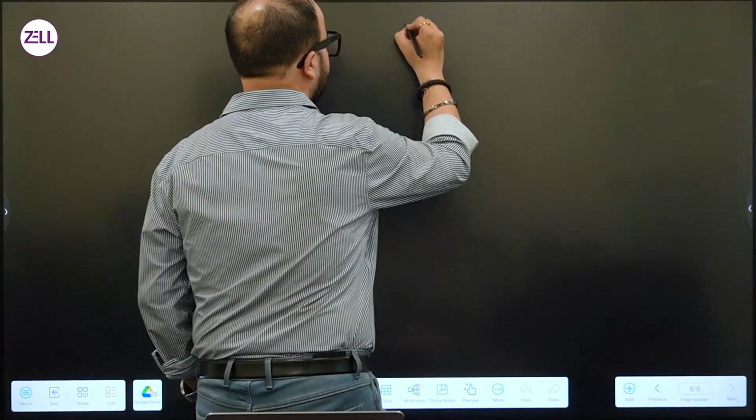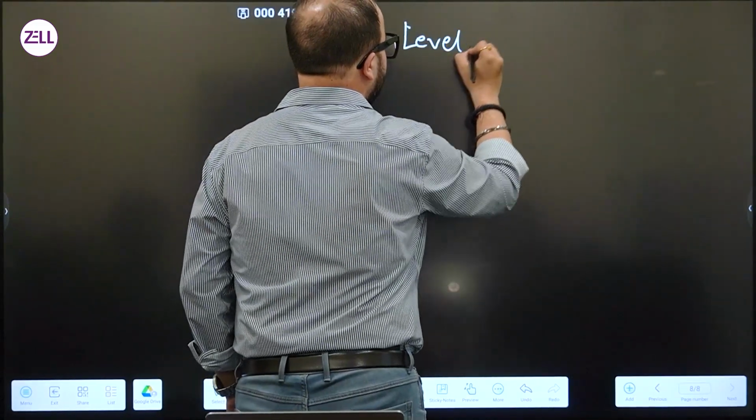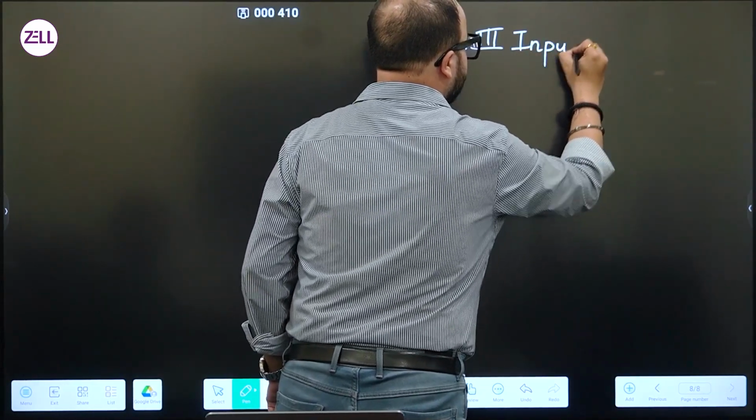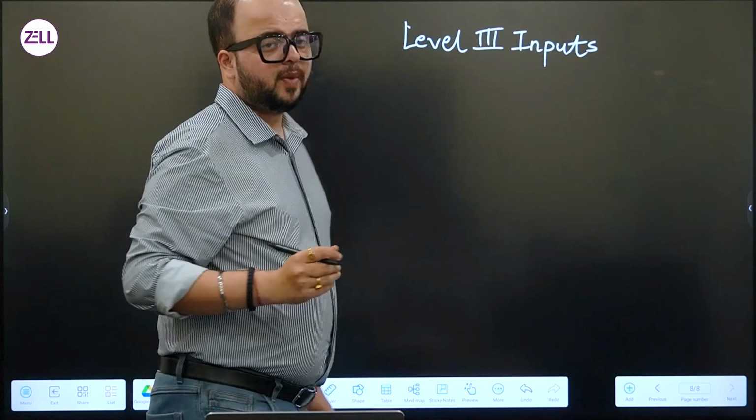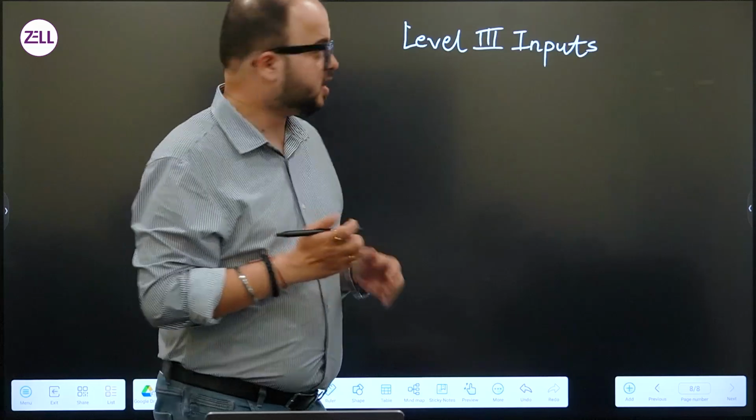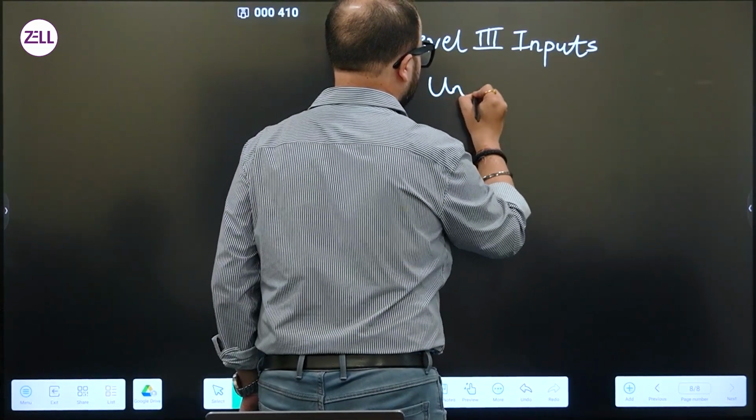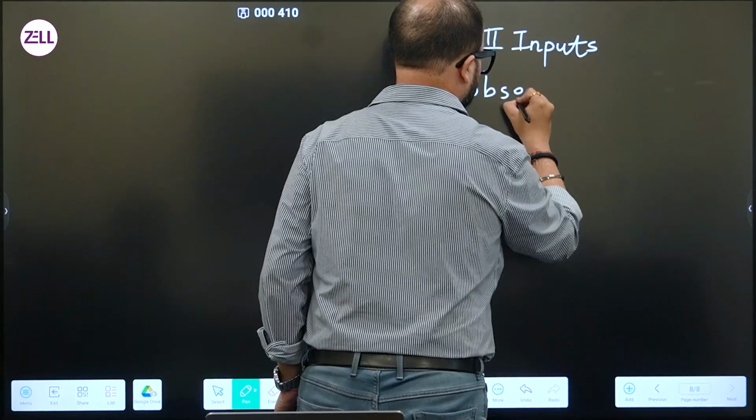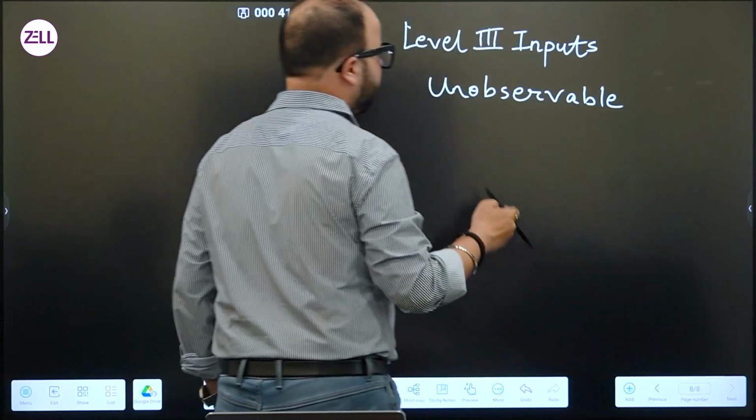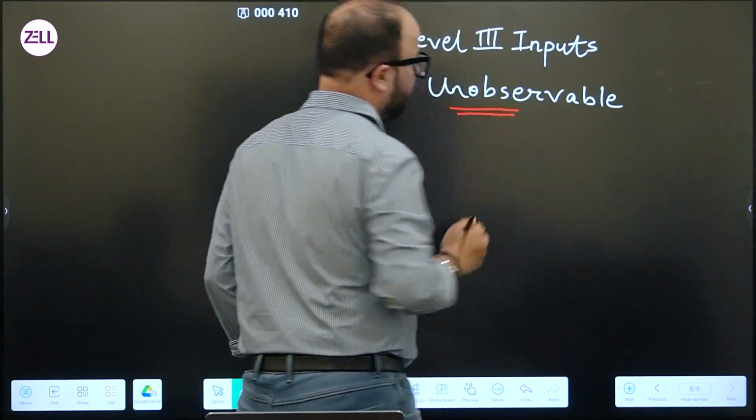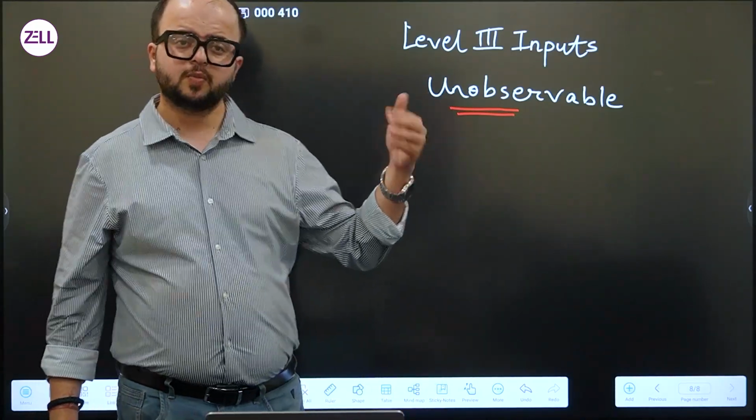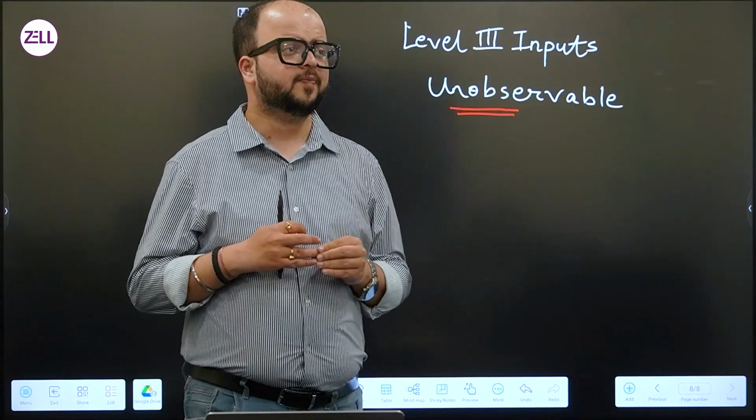And the third one is your level 3 input. What is covered under level 3 inputs? This is now my least credible source of calculating the fair value. Level 3 inputs are basically unobservable. You cannot observe or touch or feel the level 3 inputs. But if you cannot observe, you cannot see, how can you use these inputs for determination of any fair value?